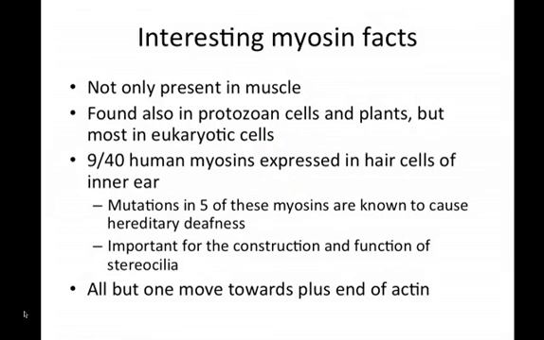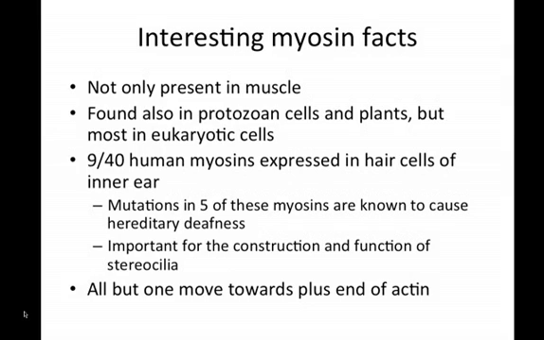So some interesting myosin facts, just to keep things exciting. So it's not only present in muscle, hopefully you guys believe that by now. Who thought before taking this class that actin and myosin were all about muscle and that was it? Yeah. I think I may have thought that too before I heard about this. Actin and myosin play a role in movement of the cell, just in general. They're found in protozoan cells and plants, but most of them are in eukaryotic cells.